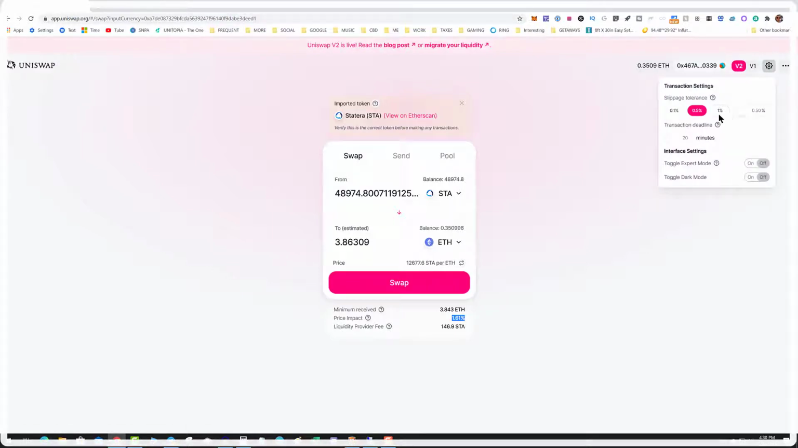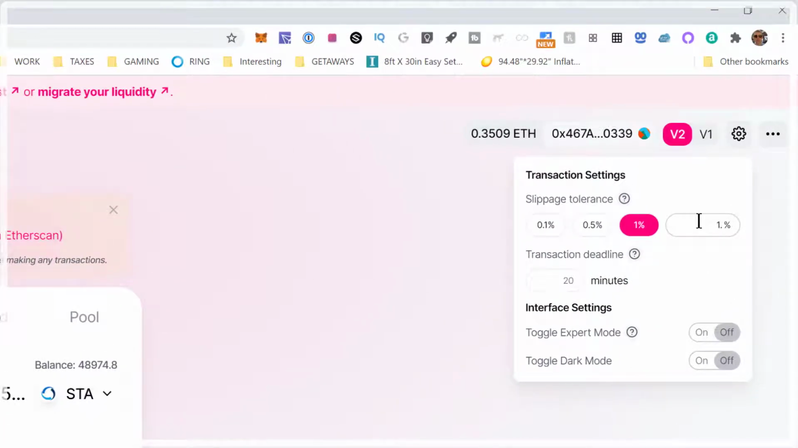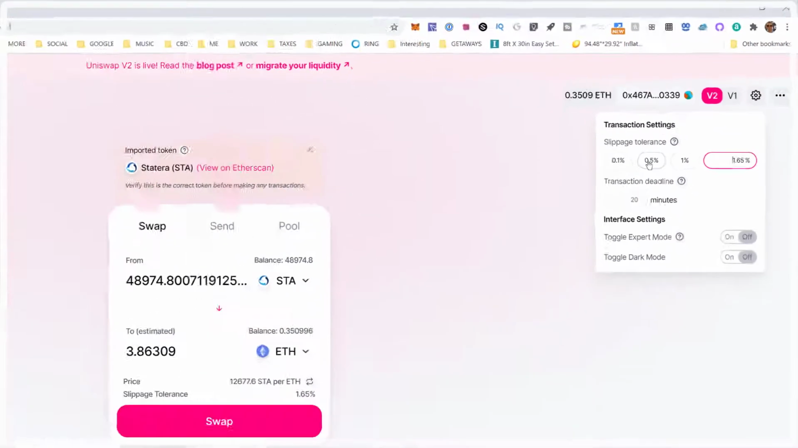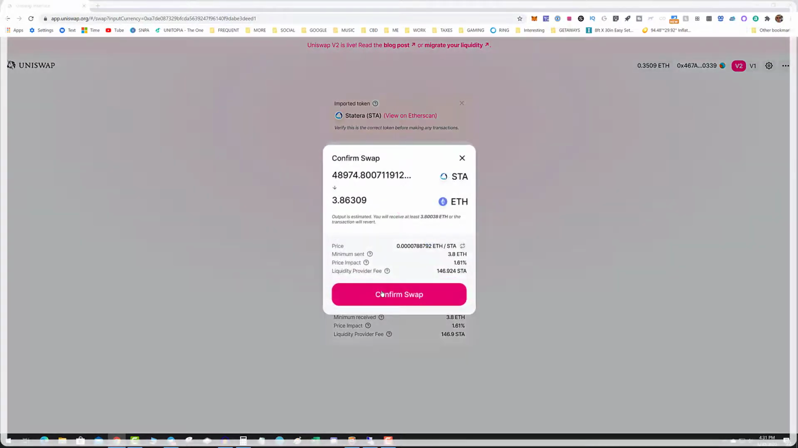So if I wanted this to go through, I need to customize my slippage. So I'd put in 1.65. That means that I would allow for the average price to slip in order to get the transaction to go through. Okay, so I have it set for 1.65, and there's a transaction deadline, which is another thing that can make it fail. Remember it was set at 0.5 initially. So I do that, I go ahead and hit swap, and then I hit confirm swap.